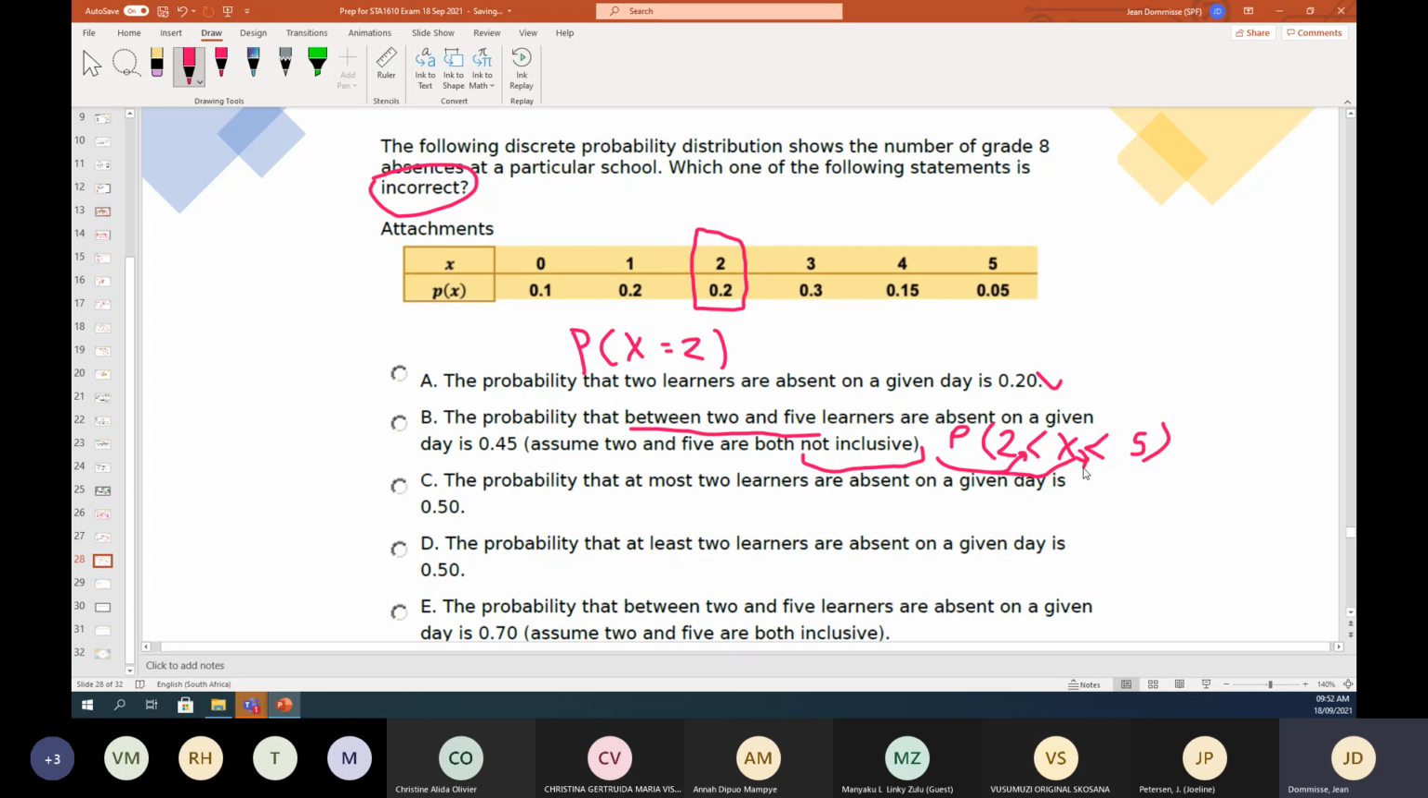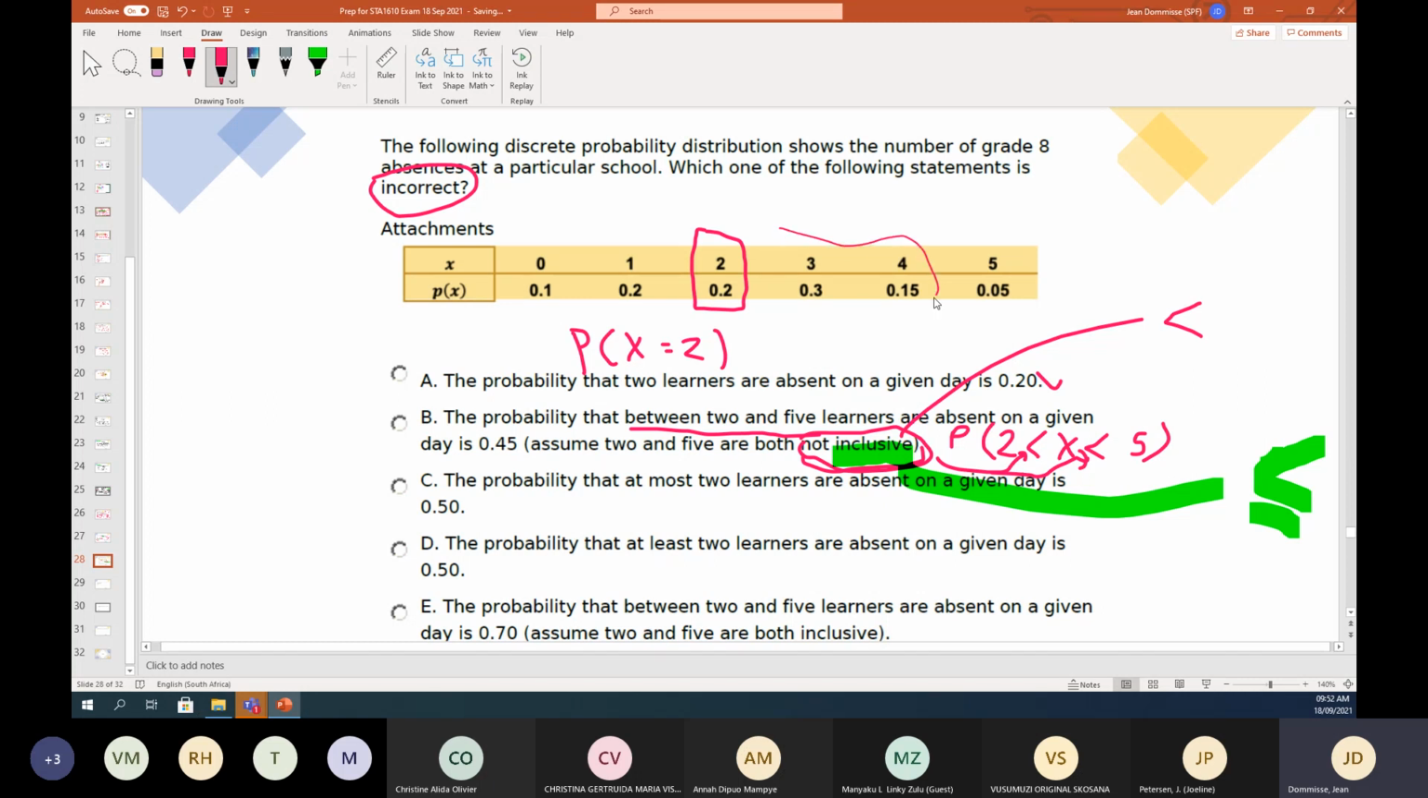So if I said inclusive, then we would have said, so not inclusive is that. If I said only inclusive, then it would have been smaller or equal to. So just again the wording that we need to get right. So then it is only 3 and 4. So it's 0.3 plus 0.15, which is 0.45. So that one is also correct.